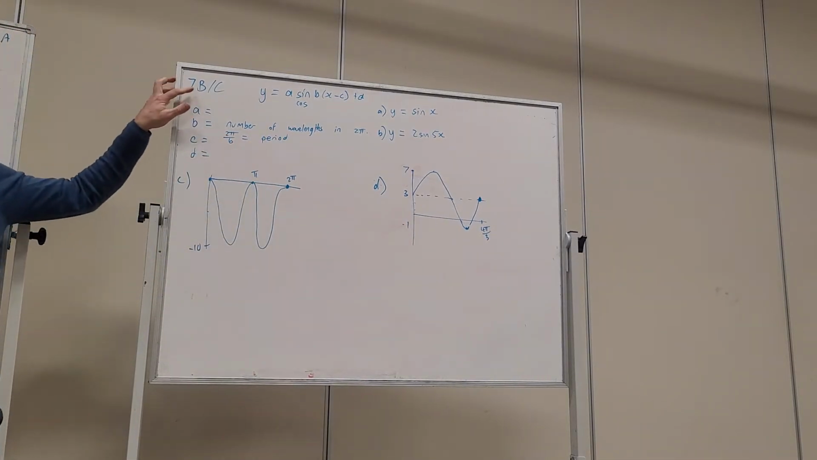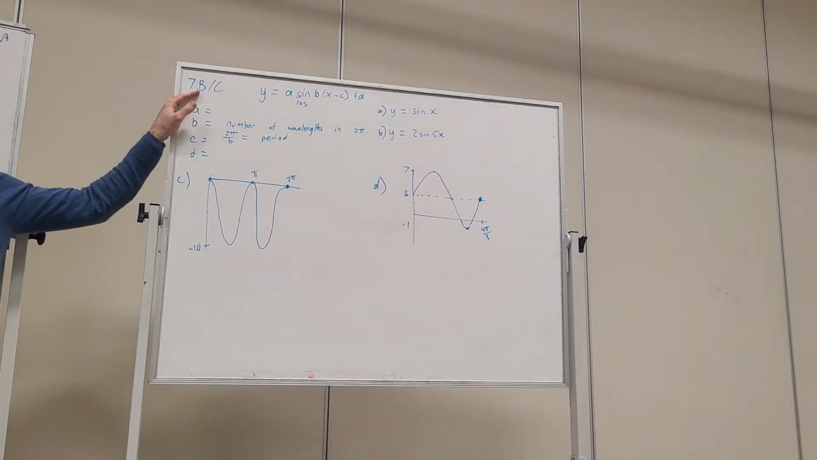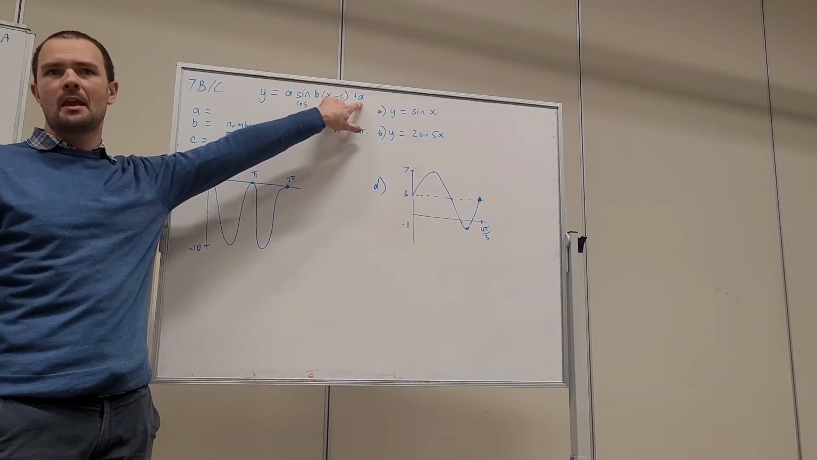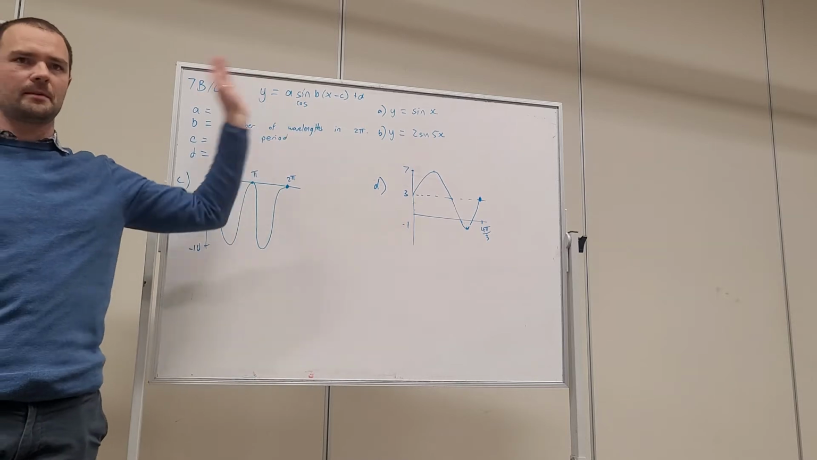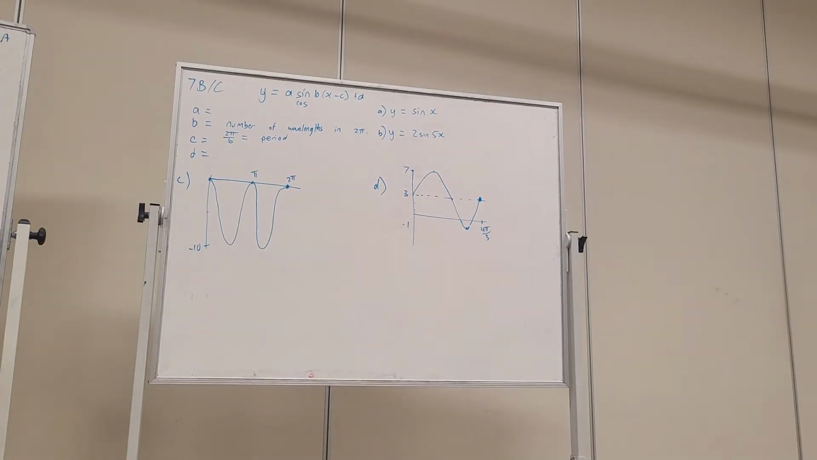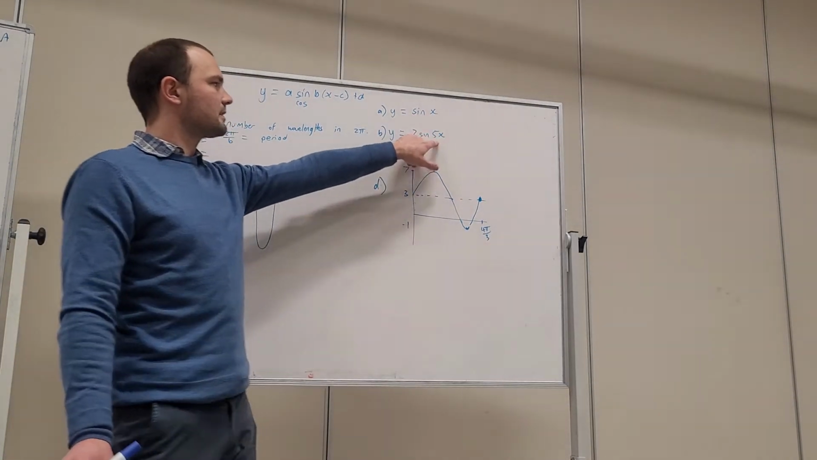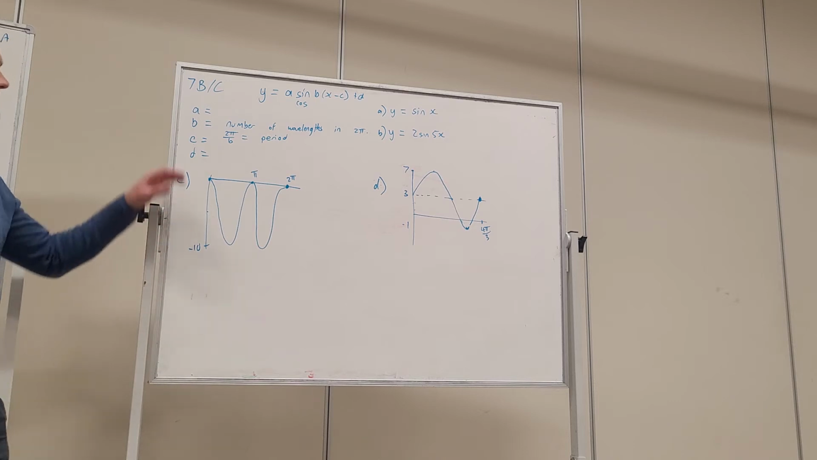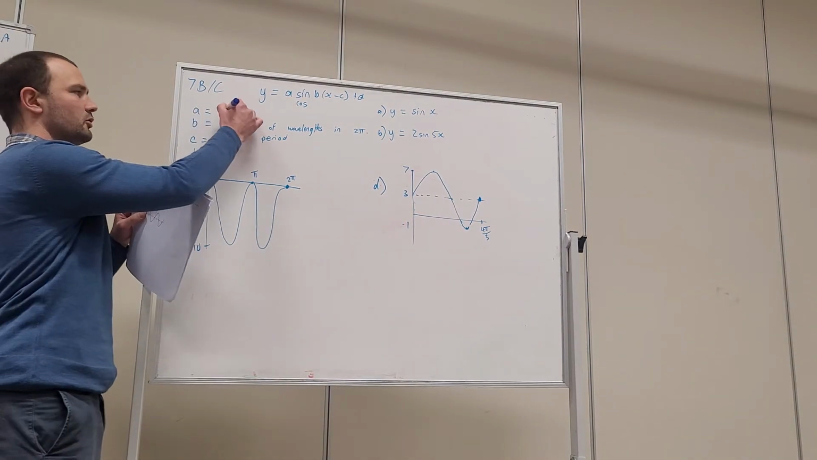In 7B.1, 7B.2 and 7B.3, it introduces us to the sine function. So the general sine function is y = a sin(b(x − c)) + d. And then in 7C we talk about the cosine function, which has the same effects. A, B, C, D have the same effects, just a slightly different shape. So you might be given a question like this, say, state the amplitude and the period. Okay, so with these values A, B, C and D, A is the amplitude, isn't it?